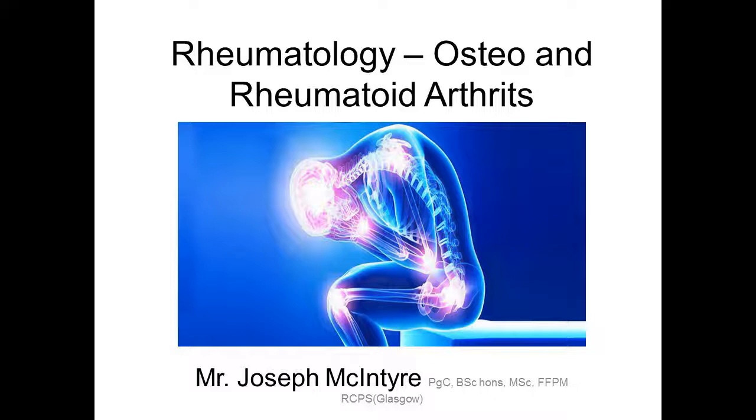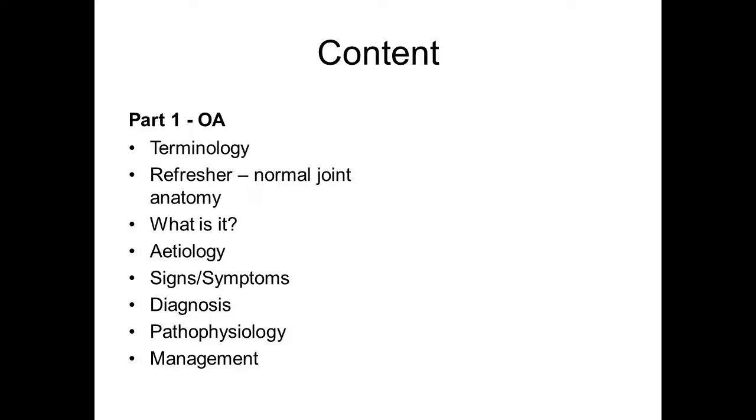I'm going to be looking at rheumatology in relation to your module in medicine and pathology as part of your MSc. And we're going to look at two main lectures, the first one being around osteoarthritis and rheumatoid arthritis. The content of this lecture is largely split into two, with the first half looking at osteoarthritis and what the latest evidence is telling us around this pathology. And the second half is going to be the same, but we're going to focus on rheumatoid arthritis and what the current evidence is saying about the pathology and management of that condition.